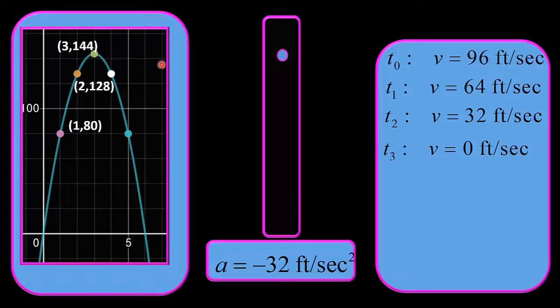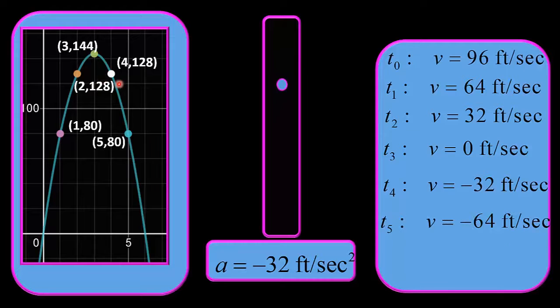Now, after 4 seconds, it starts back down. Now it's back to 128. It's back to 80. And notice now the velocity is negative. When our distance was increasing, the derivative was positive, right? When the distance from the ground is decreasing, our velocity is negative. We're falling: negative 32, negative 64.